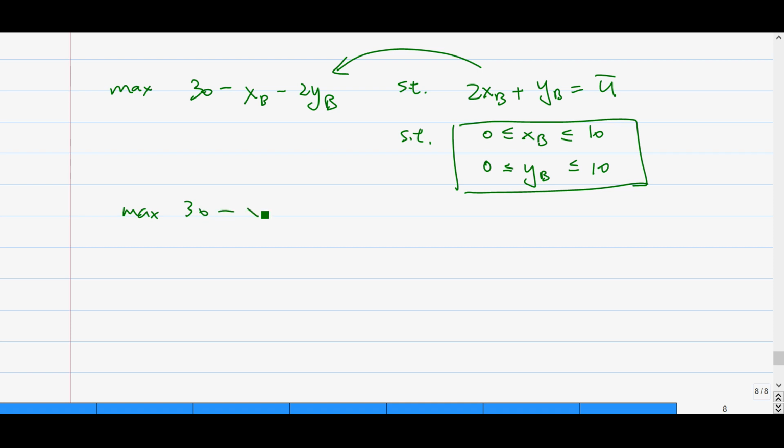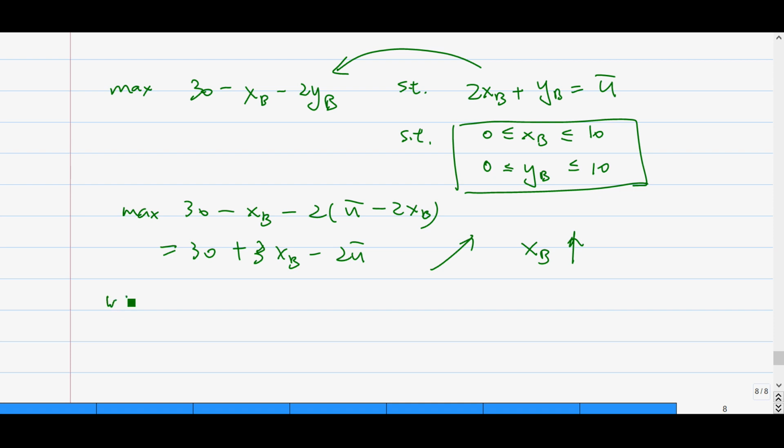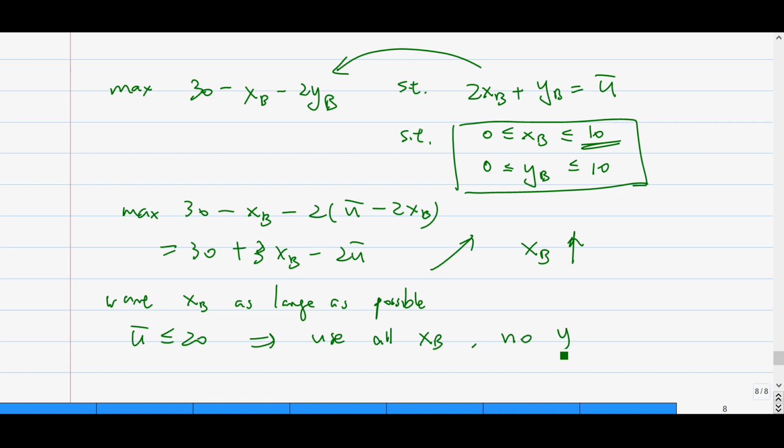So we have this minus 2 times u minus 2xb, which is equal to this plus 3xb minus 2u. So this means it's an increasing function. When it's an increasing function, we want xb as large as possible, which means it's bounded by 10. So when u is smaller than or equal to 20, we use all xb and no yb.